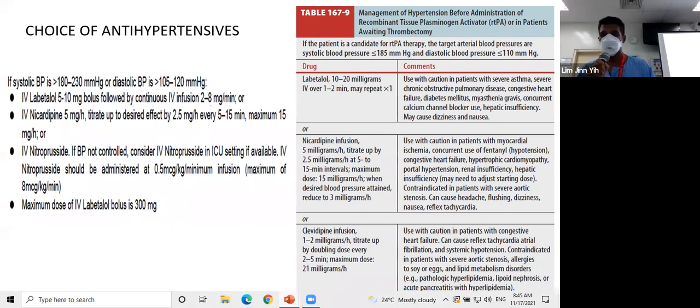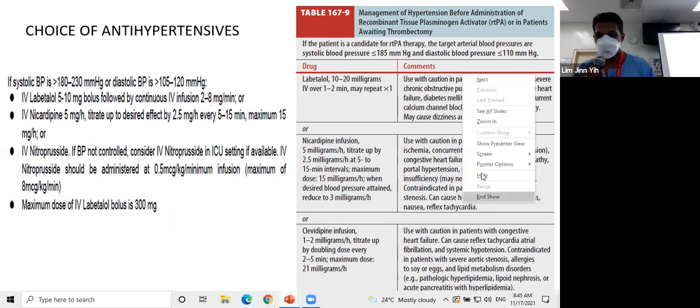For nicardipine, the side effect is that it can cause a headache. Just go down.